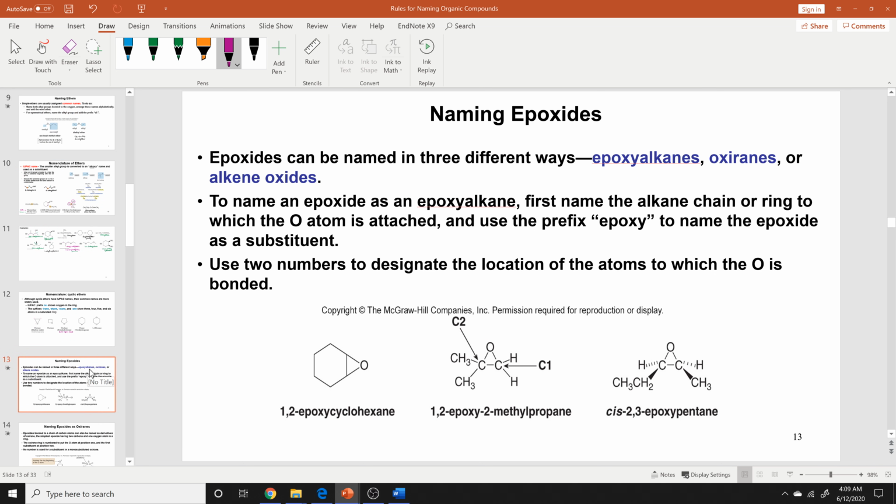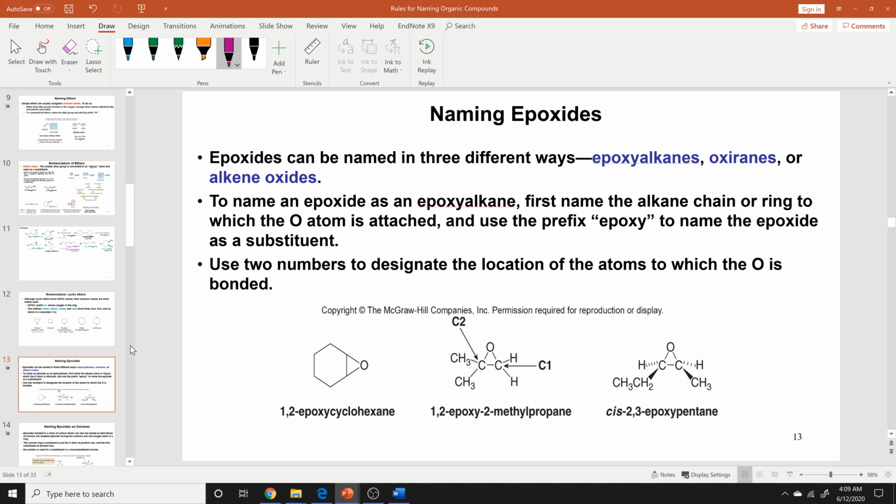What I care about is how to name epoxides, and there are 3 different ways to name epoxides. You choose the one that you like, but in your homework, I believe that they are using one of them, or 2 of them. So this is why I wanted you to know all of them, so that you can draw the structure that you are asked to draw in your homework if you are given any of these names. So the first way is to name an epoxide as an epoxy alkane.